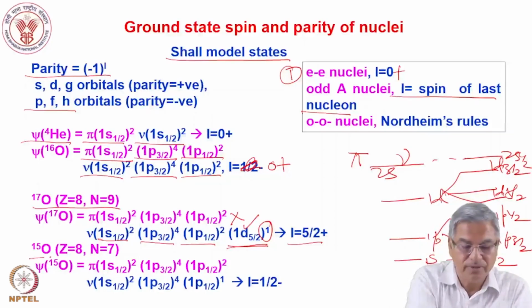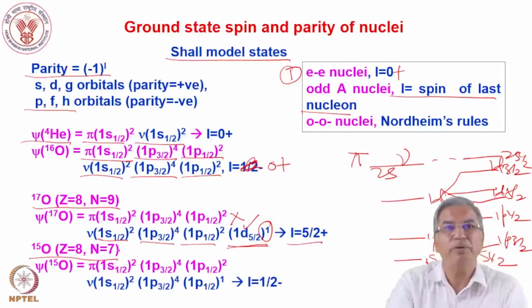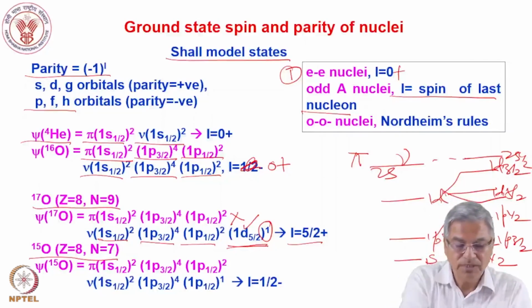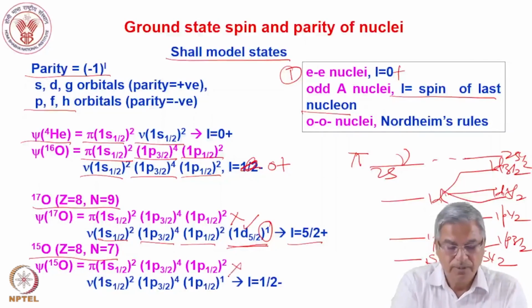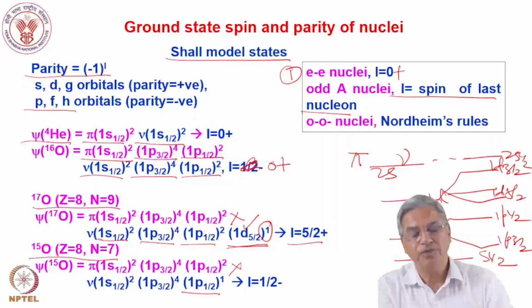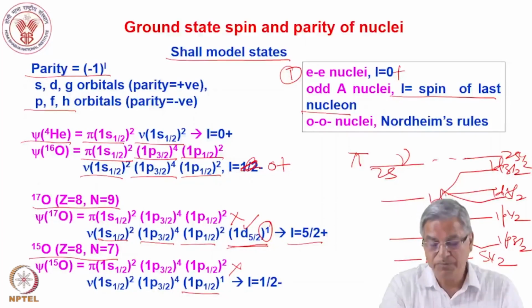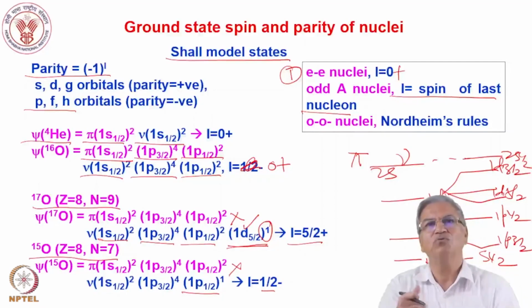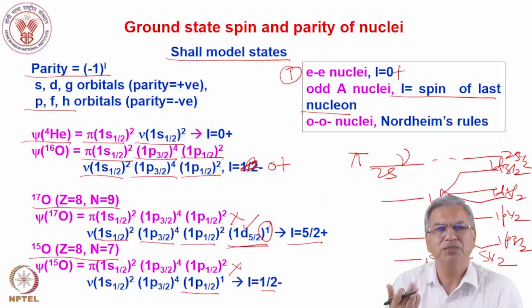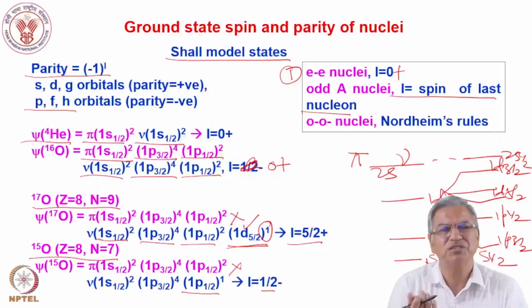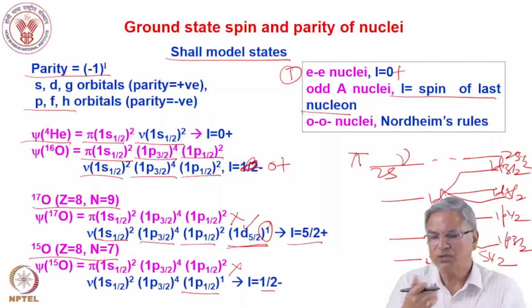For example, you have oxygen 15, N equal to 7 neutrons. Again, proton states we don't have to bother about. As for the neutron states, you have now 1s 1/2, 1p 3/2, 4 and 1p 1/2, 1. So 1p 1/2 is the last occupied orbital by the odd neutron, and accordingly the spin J is 1/2 and parity P is minus. So this is how you can derive the spin and parity of the ground state of a nucleus by building up the shell model scheme and finding out the J value of the last occupied orbit.